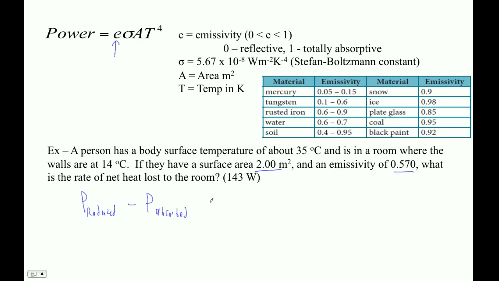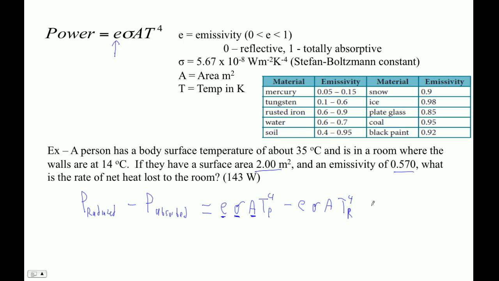So that's going to be emissivity sigma area temperature of the person, right, to the fourth minus emissivity sigma area temperature of the person, I'm sorry, the room, let's make that R, right, to the fourth, like that, right? Okay, well, if you look at that, everything's the same. The emissivity will be that, the sigmas are, of course, always sigma, and then the area will be the area, the 2 square meters, right?